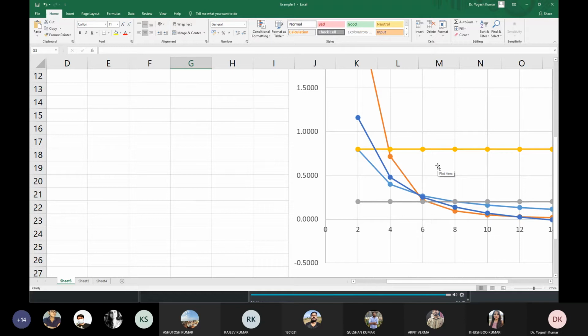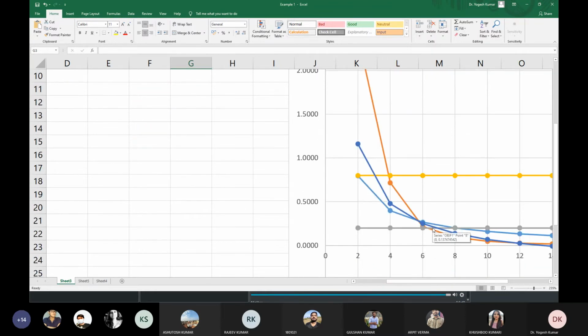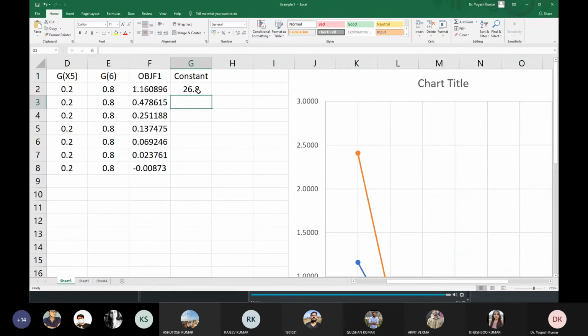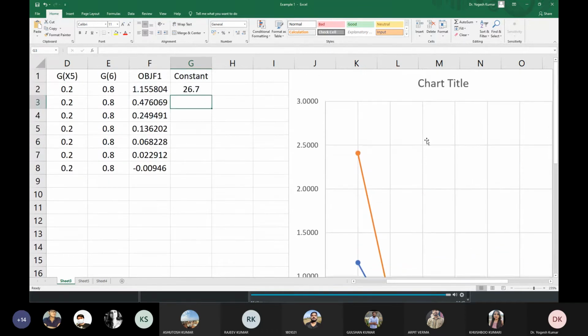Okay, so you may not get this kind of facility during examination, but whenever you are working on a real problem, you may be able to do things quickly if you are aware of these tools. So for this value of 26.8, there are some free points. Then you can go for 27. So this way you can do multiple iterations.